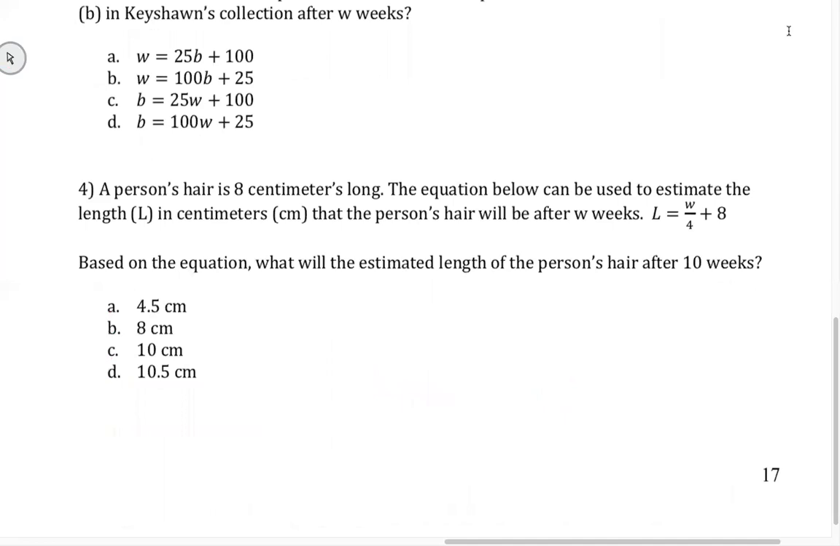questions carefully. A person's hair is 8 centimeters long. And it says the equation below can be used to estimate the length in centimeters that the person's hair will be after W weeks. So they gave you L equals W divided by 4 plus 8. Based on the equation, what will the estimated length of the person's hair after 10 weeks be?